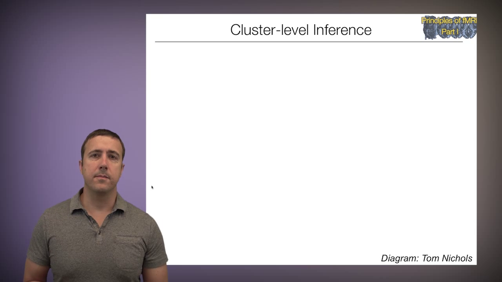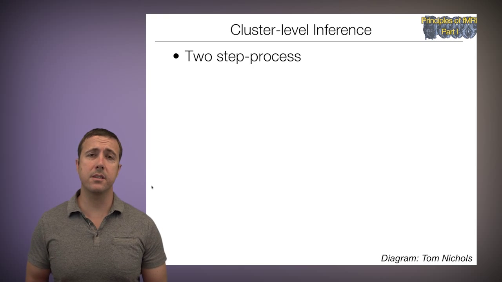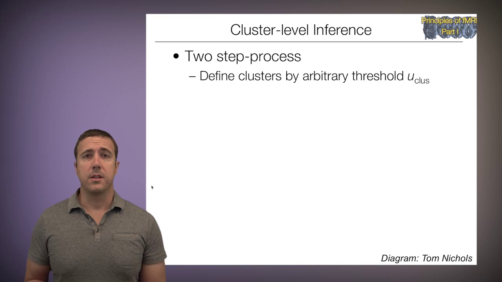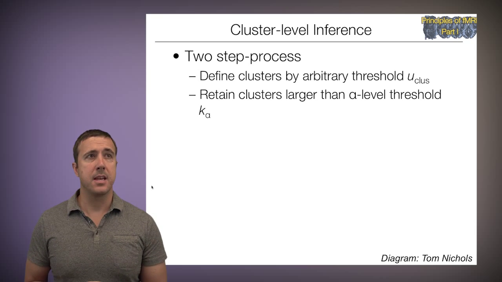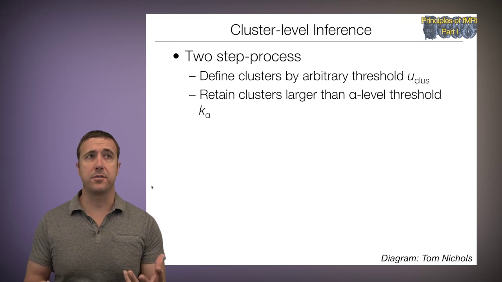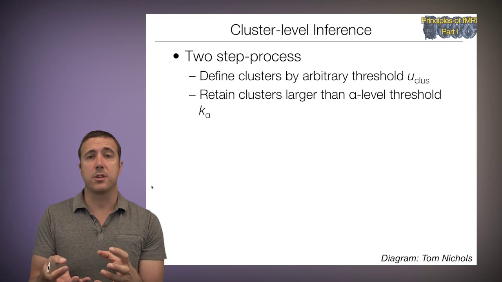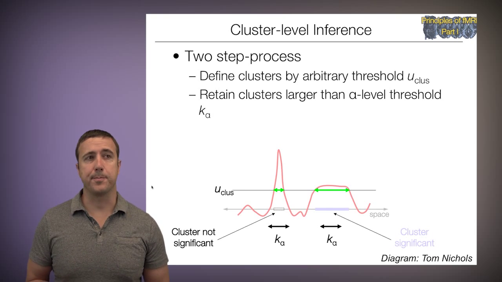Another development is what's called cluster level inference. And this is available in a number of software packages now. And this is a two-step process. So first, we have to set an arbitrary threshold, which we call the cluster defining threshold. So we'll call that U sub c. And then we're going to keep all the clusters that are larger in terms of contiguous voxels than threshold K of alpha. And K now is a number of voxels that we need. So that's a cluster size parameter.